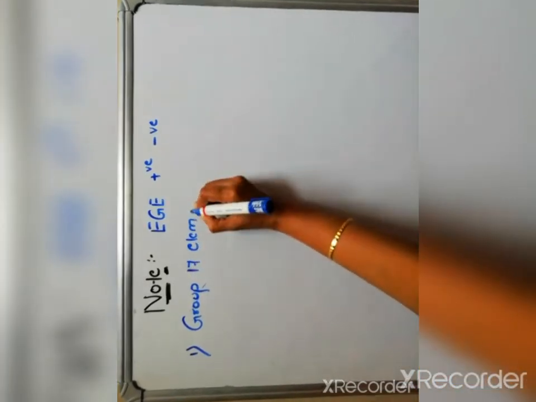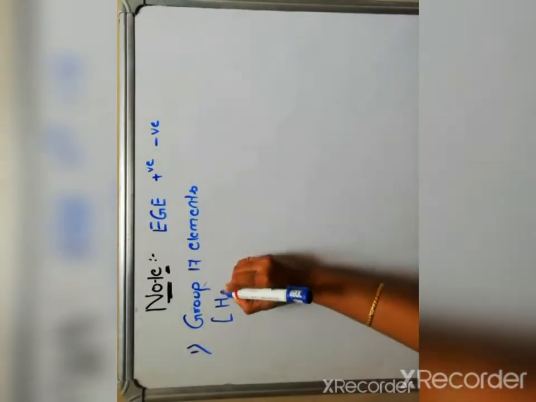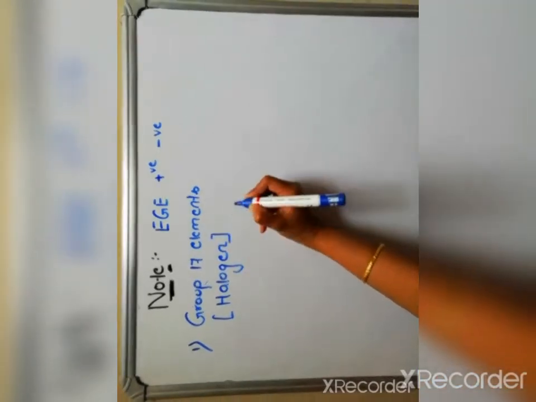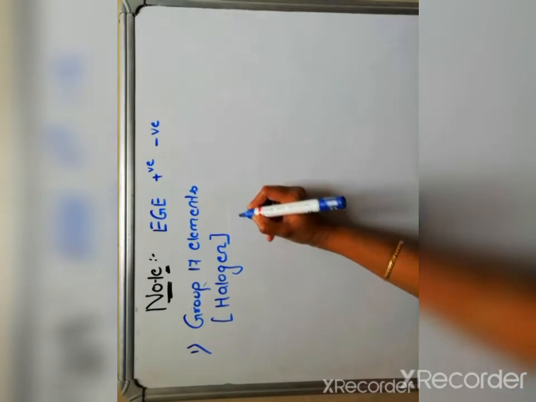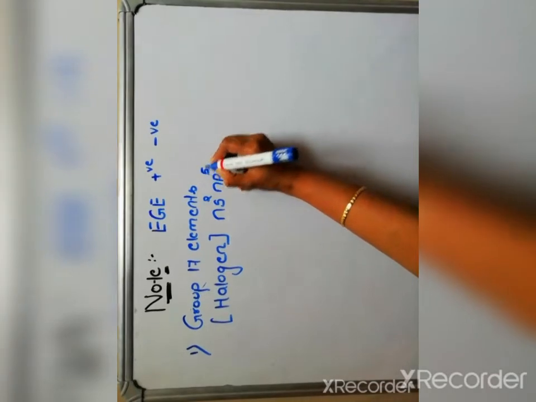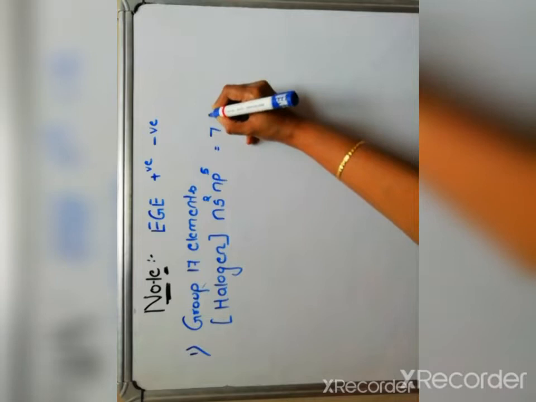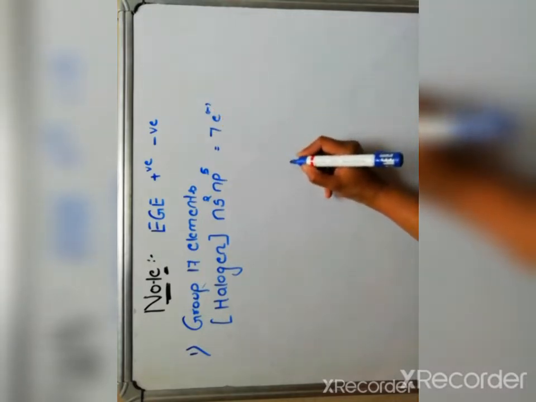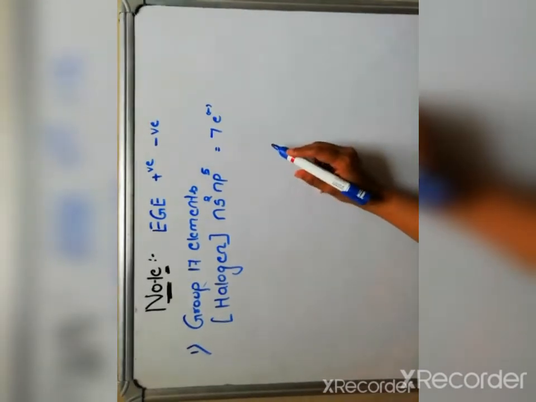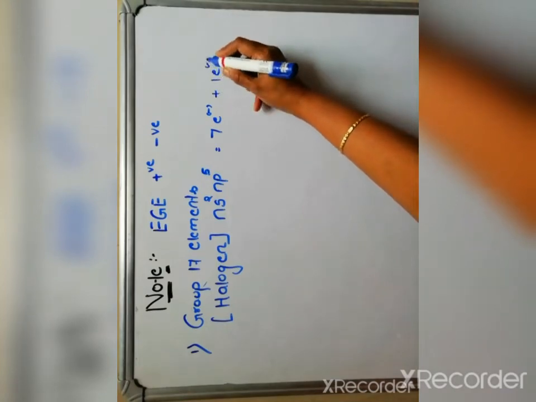What do you mean by group 17 elements? Group 17 elements are nothing but the halogens, that is fluorine, chlorine, bromine, iodine, and astatine. What is the general electronic configuration? It is ns2 np5. The outermost shell consists of 7 electrons. To gain the octet electronic configuration, how many electrons does it require? It requires one more electron.